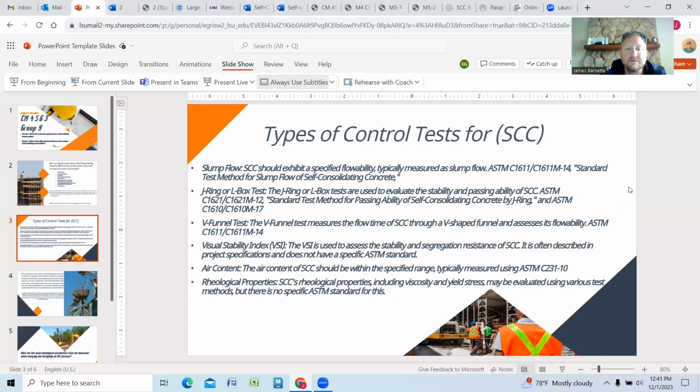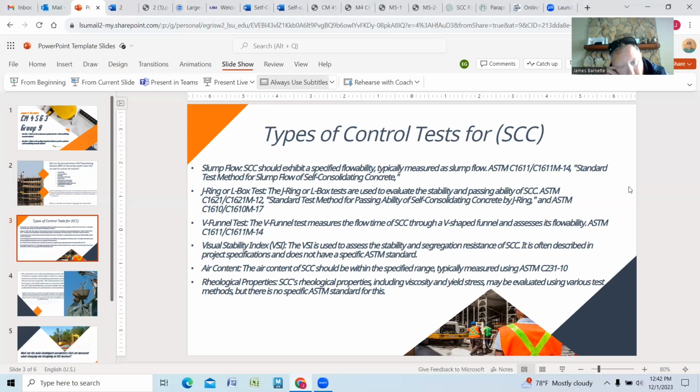V-funnel tests. The V-funnel test measures the flow time of SCC through the V-shaped funnel and assesses its flowability. Visual Stability Index. The VSI is used to assess the stability and segregation resistance of self-consolidating concrete. It is often described in project specification and does not have a specific ASTM standard.